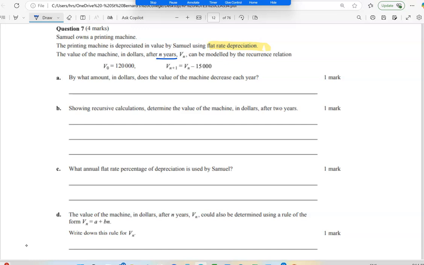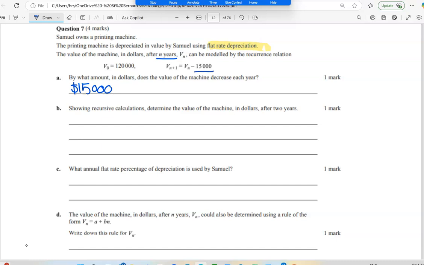By what amount does the value of the machine decrease each year? So they said amount. You should be able to read the recurrence relation here and tell me how much it drops by the rule every year. It's taking away 15,000. So we're just reading it off there.